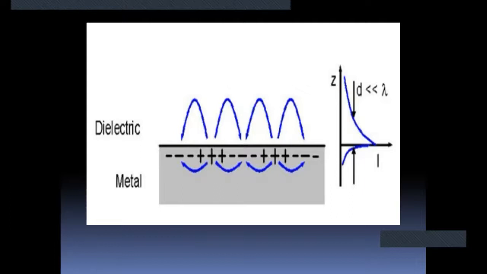And this image shows the surface plasmons at the interface of metal and dielectric, and here is a plot between the electric field decay and the distance from the interface. So we can see that the electric field decays very quickly in the metal and very slowly in the dielectric.